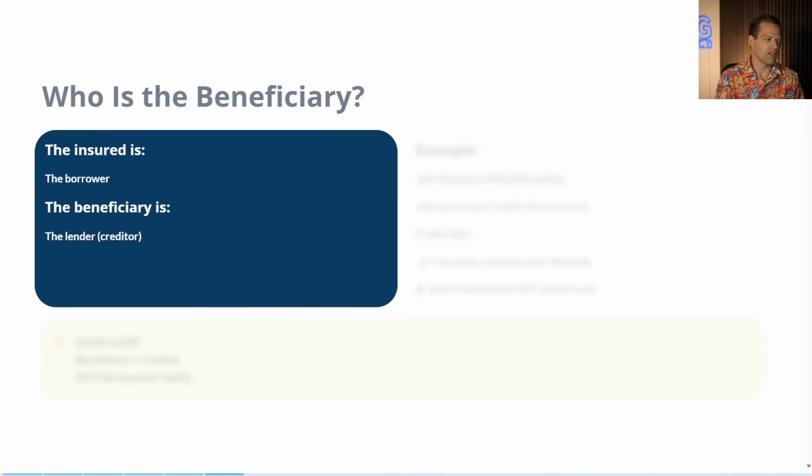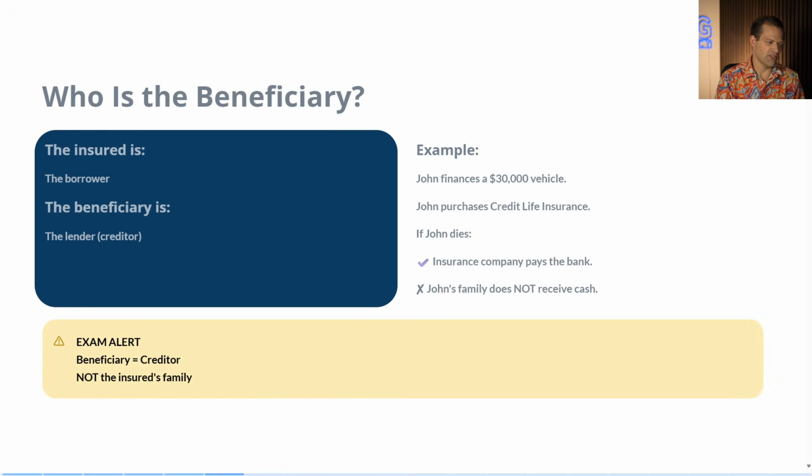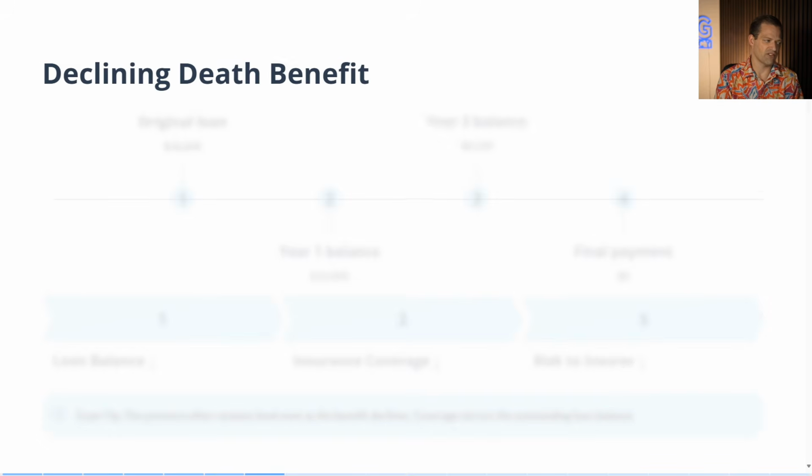So the insured is the borrower, and the beneficiary is the lender or the creditor, okay? So if you finance a $30,000 vehicle and then you kick the bucket, the insurance company pays the bank, but the family doesn't receive the cash, okay? So for the exam, the beneficiary is a creditor on this policy, not the insured's family.